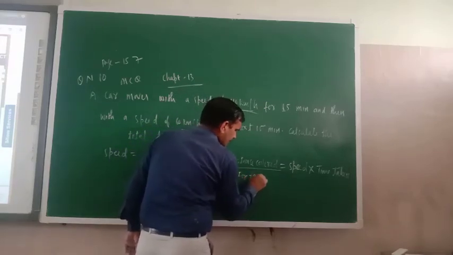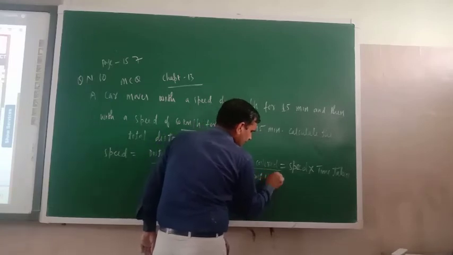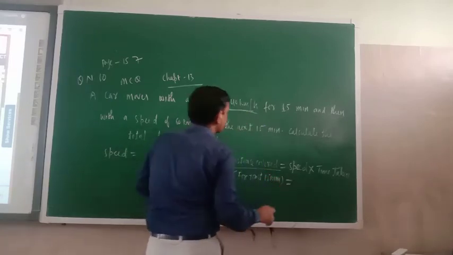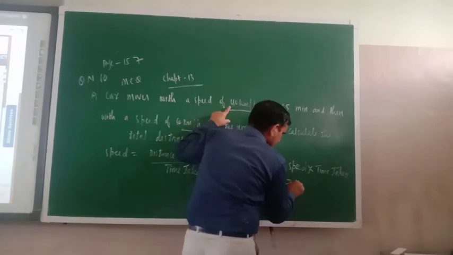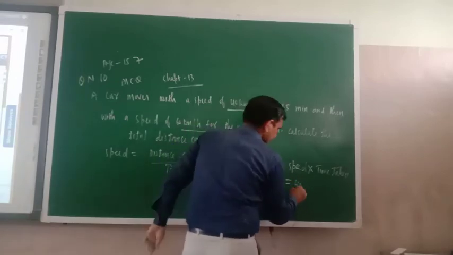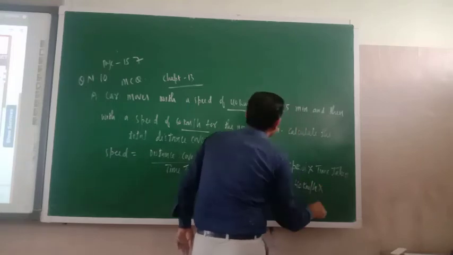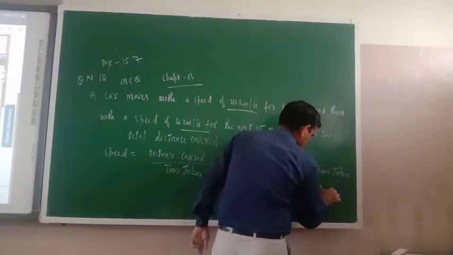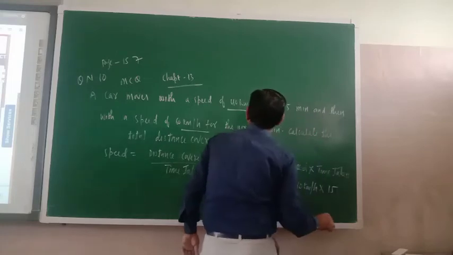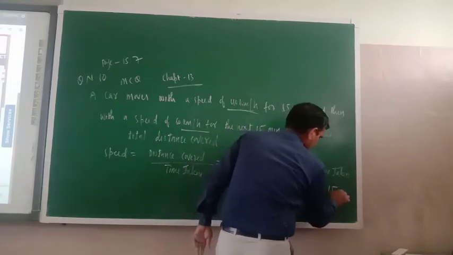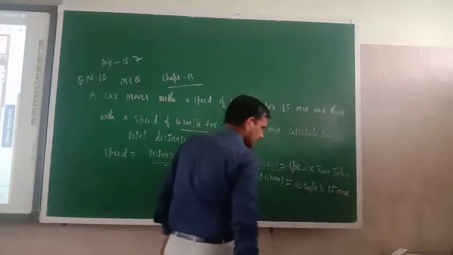Now just see, first you calculate the distance covered for first 15 minute. So what is the speed for first 15 minute? This is 40 kilometer per hour into what is their time, equal to 15 minute.